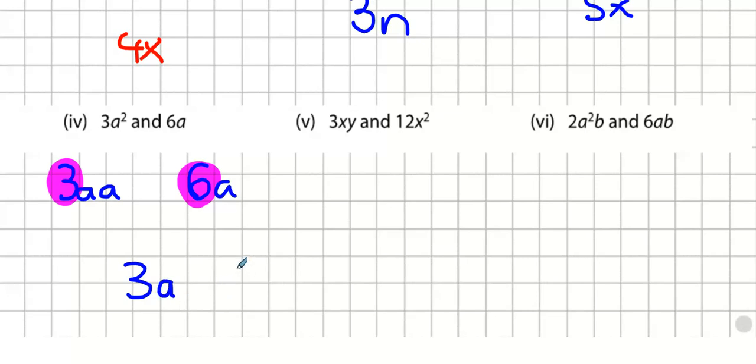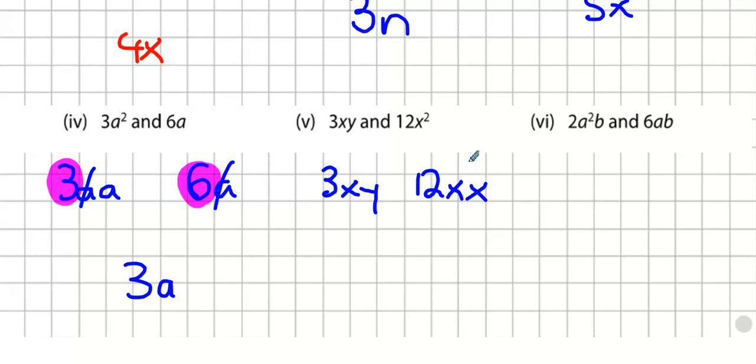Does everyone understand why? I can take an a out of this one and I can take an a out of that one. But there wasn't enough to take out 2 a's. Does that make sense? Because 6 doesn't have another a. All right. Using that logic, will you guys tell me what you think the answer for 3xy minus 12xx is?